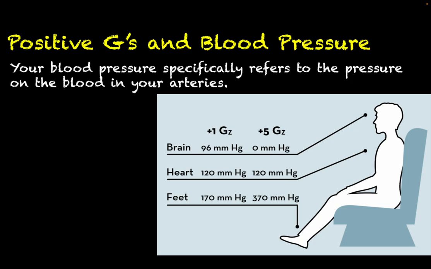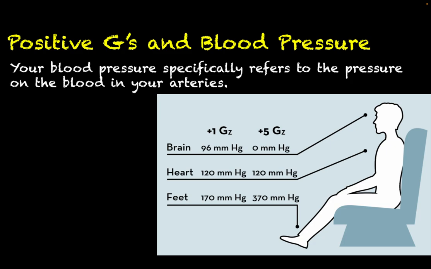Now, you have several different kinds of blood vessels in the body. Arteries take blood away from your heart, capillaries deliver blood to your different tissues, and then veins return oxygen-poor blood back to your heart. So, when you're talking about blood pressure, you're talking about your arterial pressure, the pressure of blood in your arteries that are carrying blood from your heart to your different tissues.